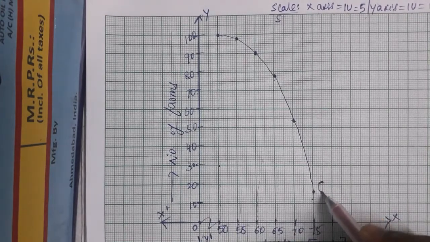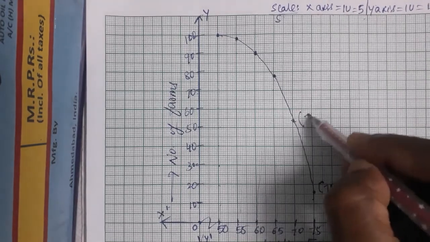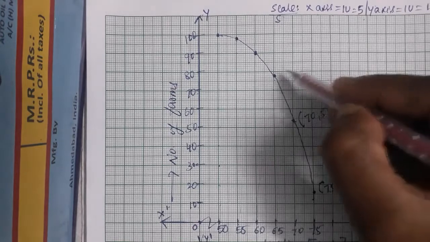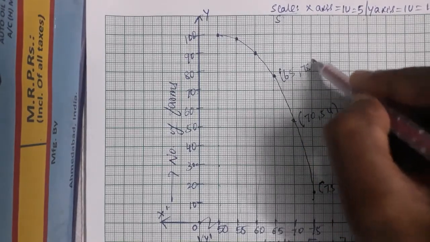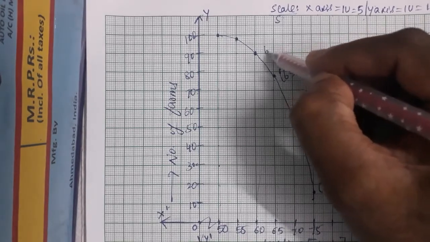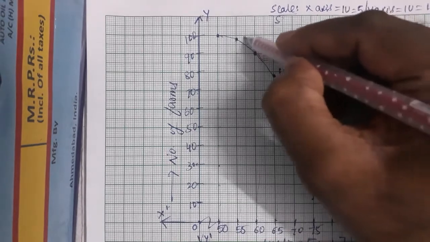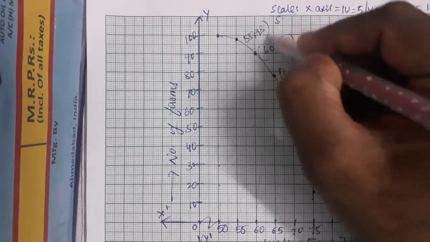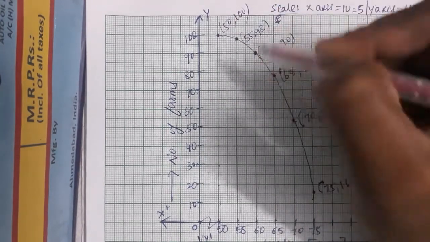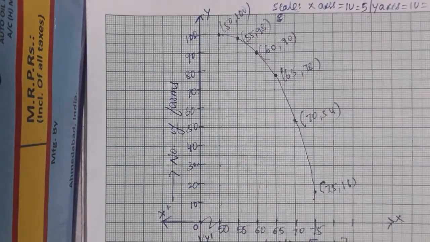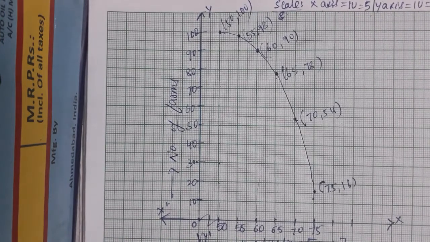Then you start writing the coordinates. 75, 60. 70, 54. 65, 78. 60, 90. 55, 98. Then this is 50, 100. So your OG of more than type is ready.